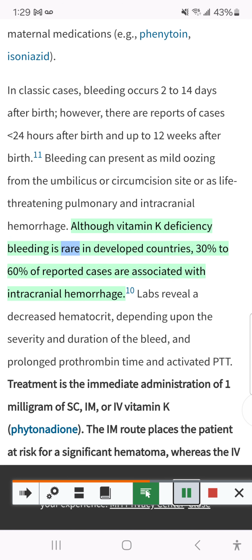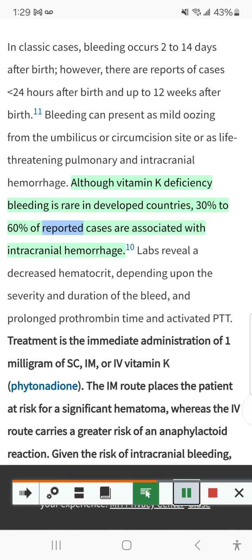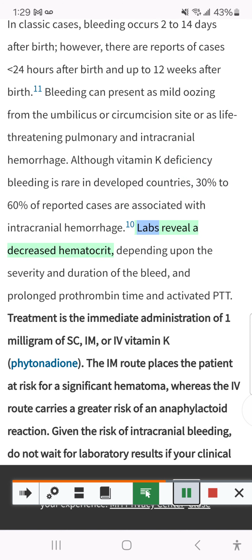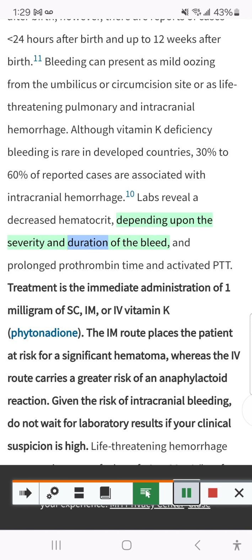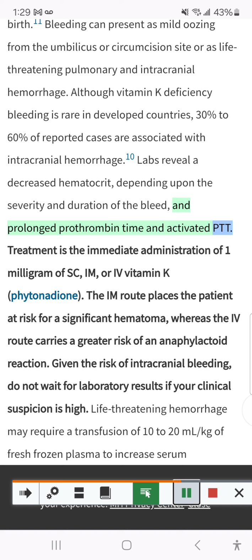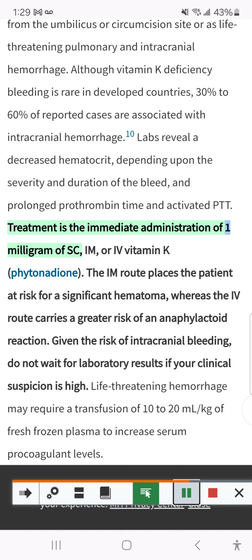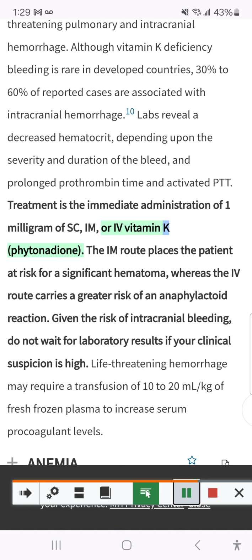Although vitamin K deficiency bleeding is rare in developed countries, 30% to 60% of reported cases are associated with intracranial hemorrhage. Labs reveal a decreased hematocrit, depending upon the severity and duration of the bleed, and prolonged prothrombin time and activated PTT. Treatment is the immediate administration of 1 mg of SC, IM, or IV vitamin K, phytonadione.